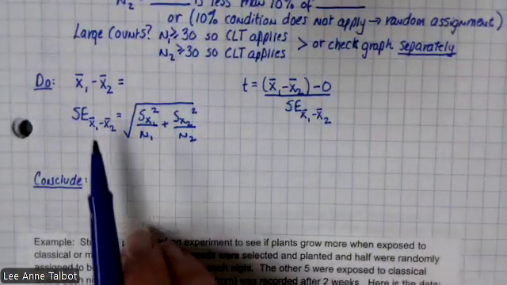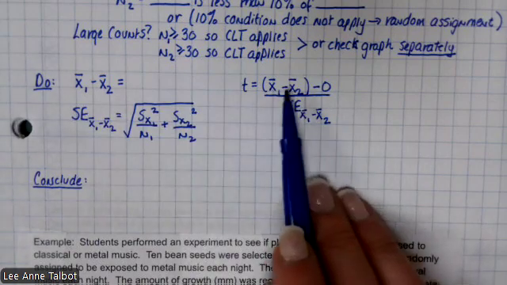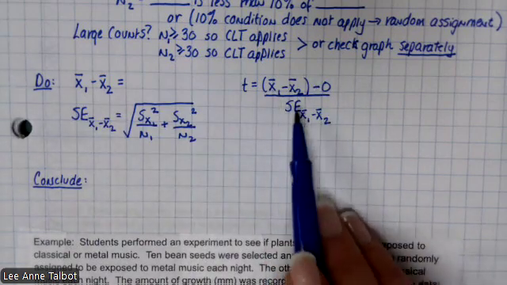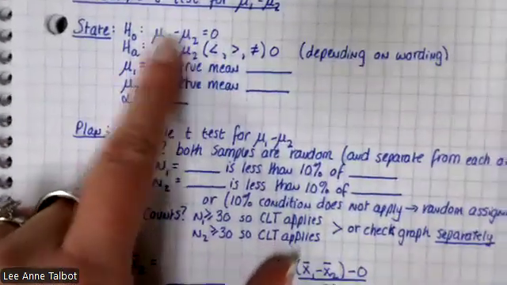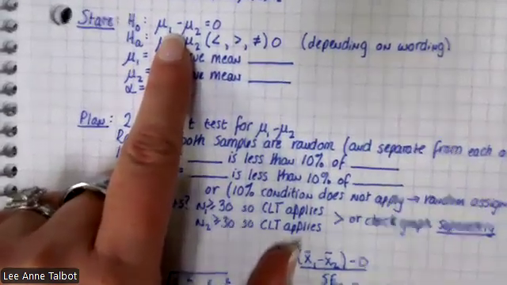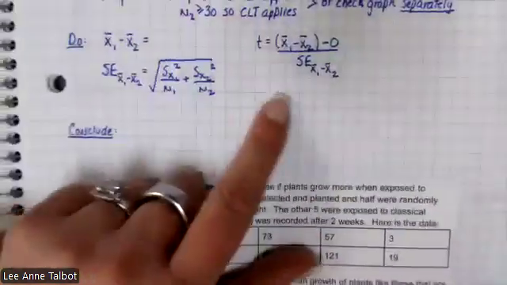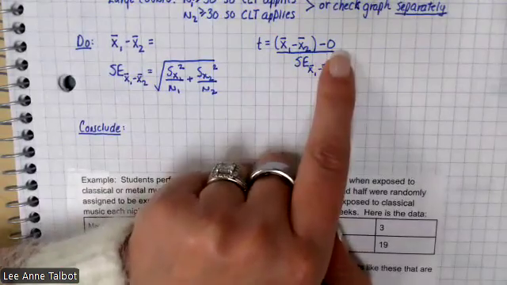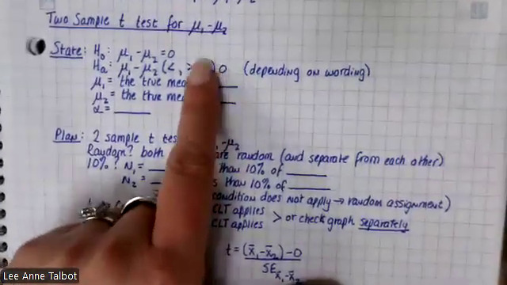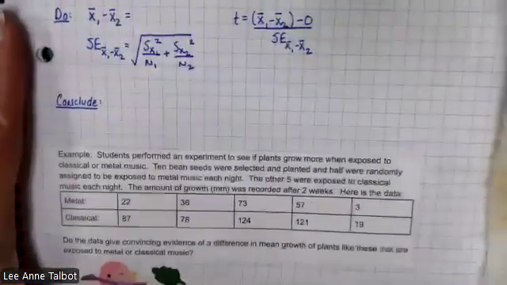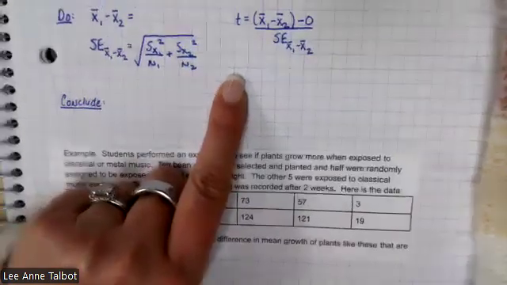Okay. So statistic minus parameter over standard error. Statistic is the same thing as this. It's just that you change it from population to sample. So it's just the X bars and then minus the parameter. The parameter is 0 because that's what we wrote right here. And then there's your standard error formula for two samples.